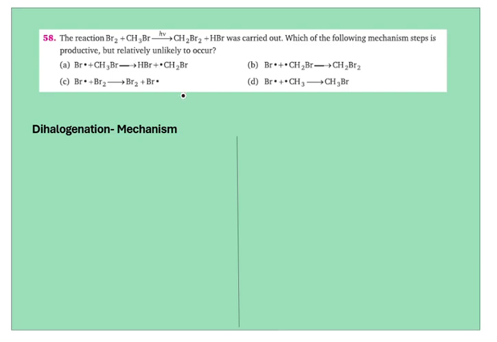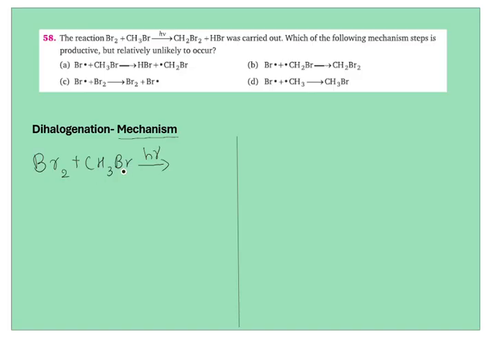If you have to answer this question correctly, then you should know the mechanism of the reaction. First, let's see what a mechanism is. The stepwise explanation of a reaction is called a mechanism. Students, remember, whenever you write a mechanism, first write down the reaction for which you are going to write the mechanism. What is the reaction?